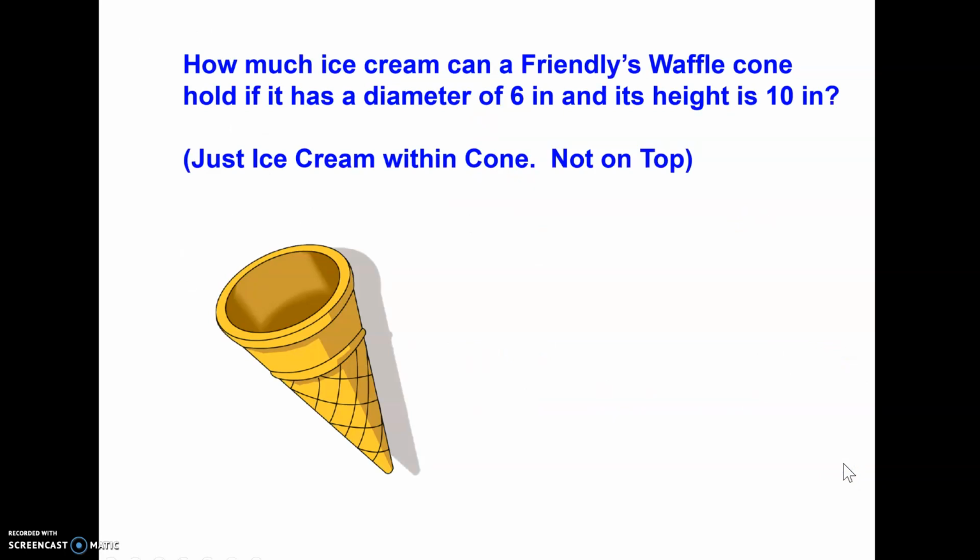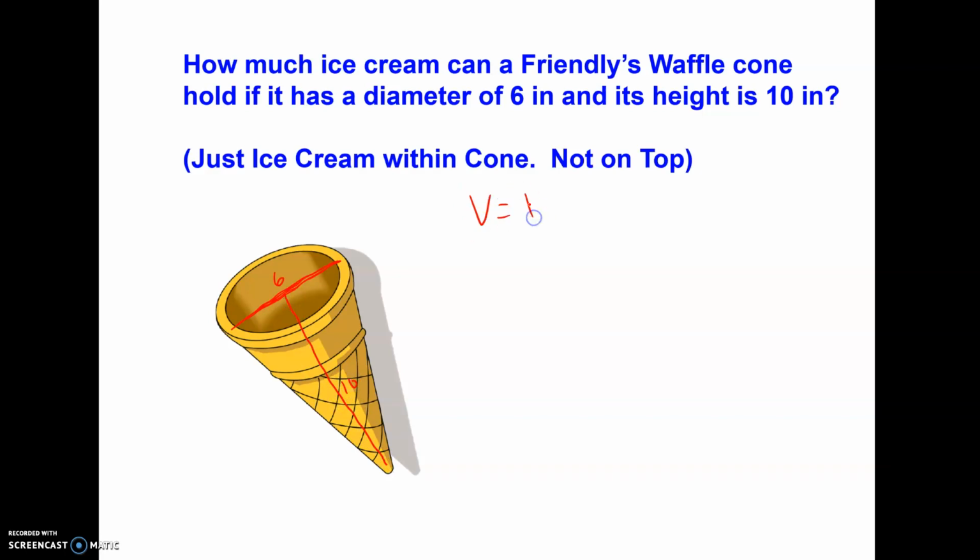One more like that. I have a diameter. It's asking how much ice cream would fit inside of this. So that's going to be our volume, and it just wants inside the cone. It doesn't want like the scoop on top or anything like that. Just inside the cone. They're telling me I have a diameter of 6 and that the height of my cone is going to be 10.